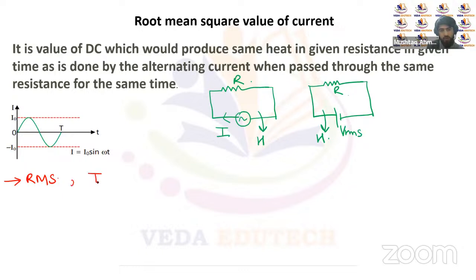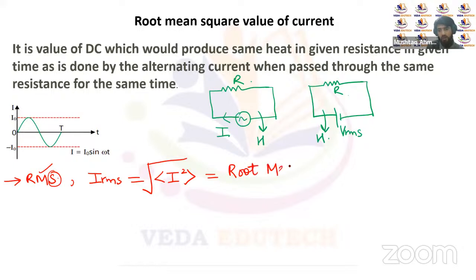Let's suppose we have to calculate the IRMS. What we will do is first square the current. If we square the current, then we'll calculate the mean of this squared current, and then take the root of that mean. So this is nothing but the root mean square.